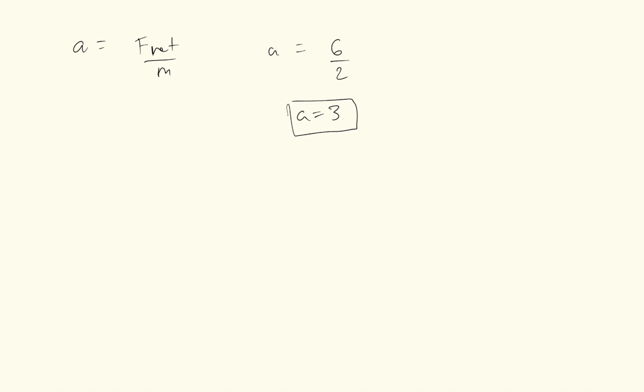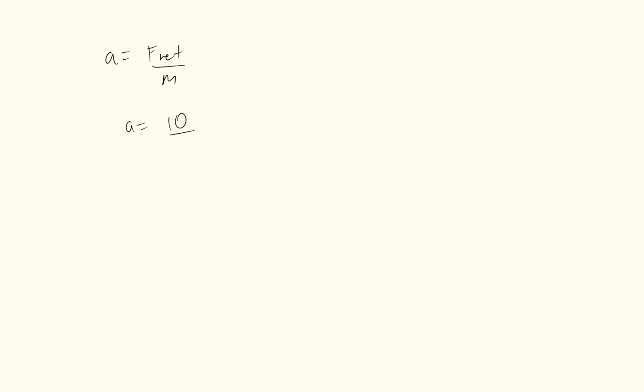Now let's try another example, and feel free to pause the video and try it on your own. But let's say we were to increase the force by a factor of 10 and reduce the mass to, let's say, 1/3 of its initial value. So a equals F net over m, and then a equals 10 over 1/3, and then we multiply it by the reciprocal. So a is equal to 30. So the acceleration would increase by a factor of 30.